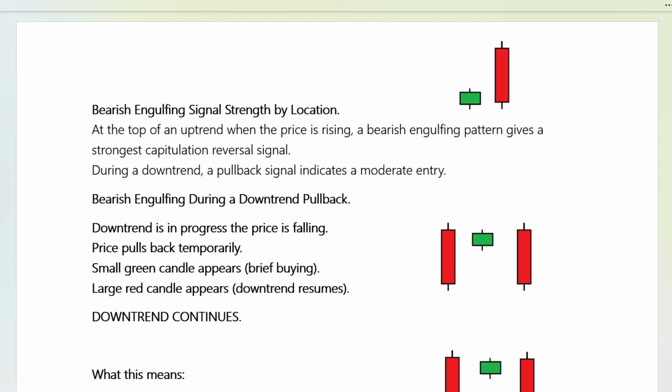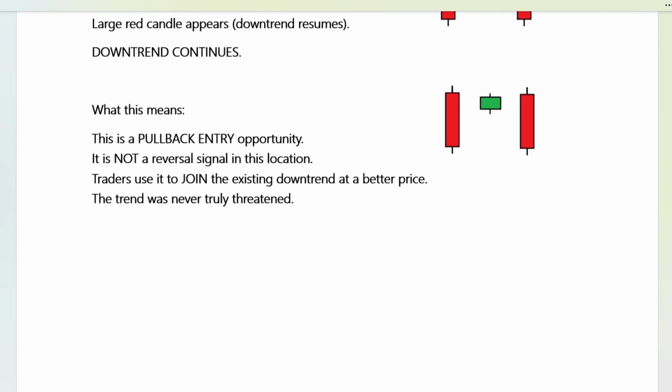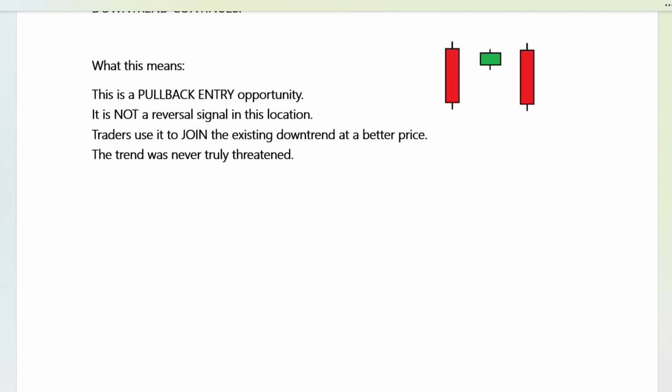Price pulls back temporarily. A small green candle appears, brief buying. Then a large red candle appears, and the downtrend resumes. The downtrend continues. What does this mean? This is a pullback entry opportunity. It is not a reversal signal in this location. Traders use it to join the existing downtrend at a better price. The trend was never truly threatened.